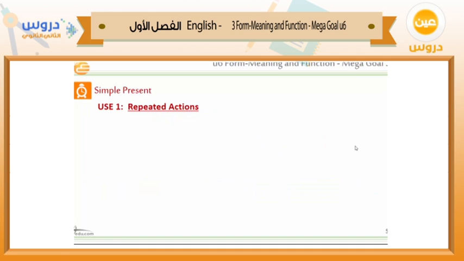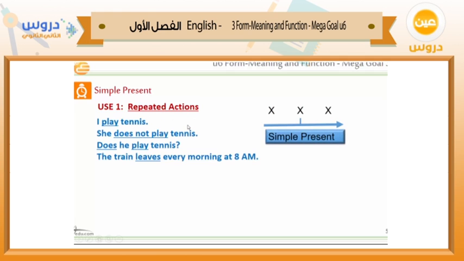We use simple present for one, repeated actions. Example: I play tennis. She doesn't play tennis. Does he play tennis? The train leaves every morning at 8 p.m. So these are about repeated actions.